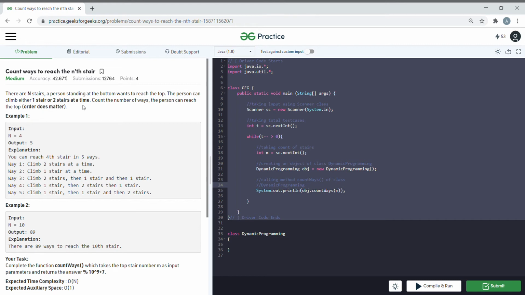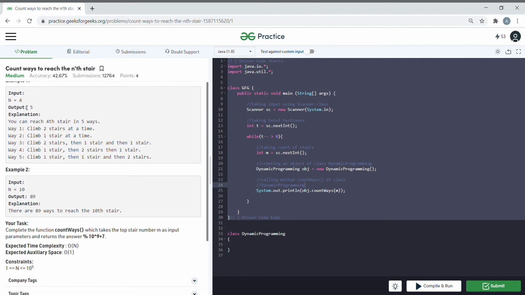So we'll have to look into the three things which are important in this question, which they have highlighted. There are n stairs, that could be anything as per the input, and a person can climb either one stair or two stairs at a time. The order does not matter. If there are three staircases, he can climb 1 2, or 1 1 1, or 2 1, and so the order does not matter.